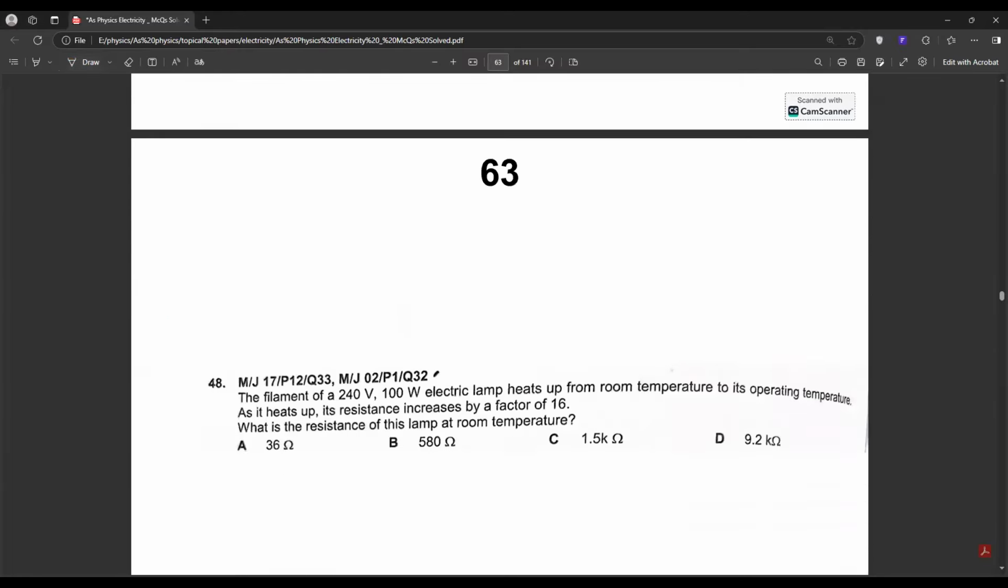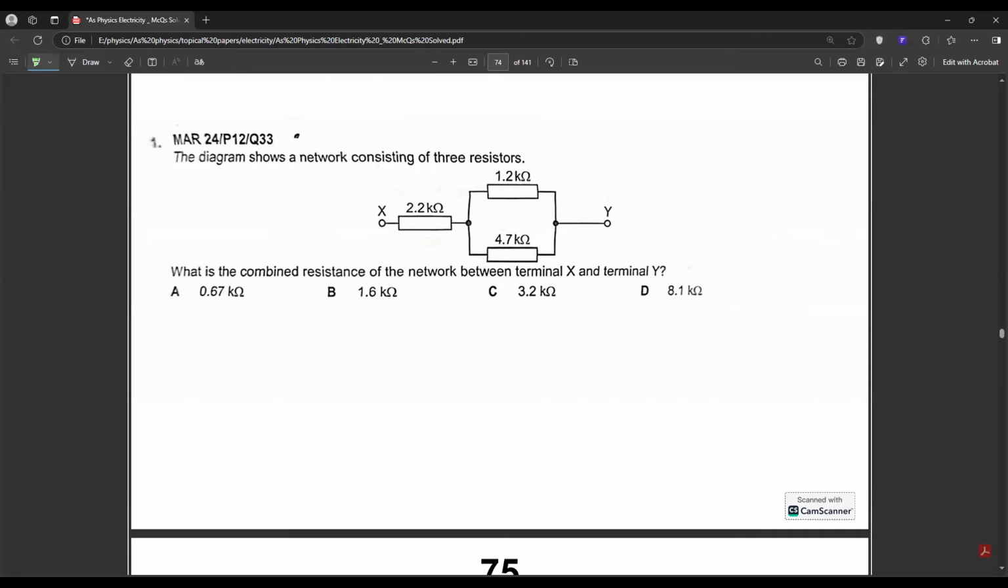Let's further move ahead. Okay, let's see this. What is the combined resistance of the network between terminal X and Y? We have to calculate the combined resistance. What can you do? First of all, calculate the resistance of this parallel combination. 1 over 1.2 plus 1 over 4.7 is equal to 1 over RT. This comes out to be what? Let's calculate that. 1 over 1.2 plus 1 over 4.7, 1 divided by answer.